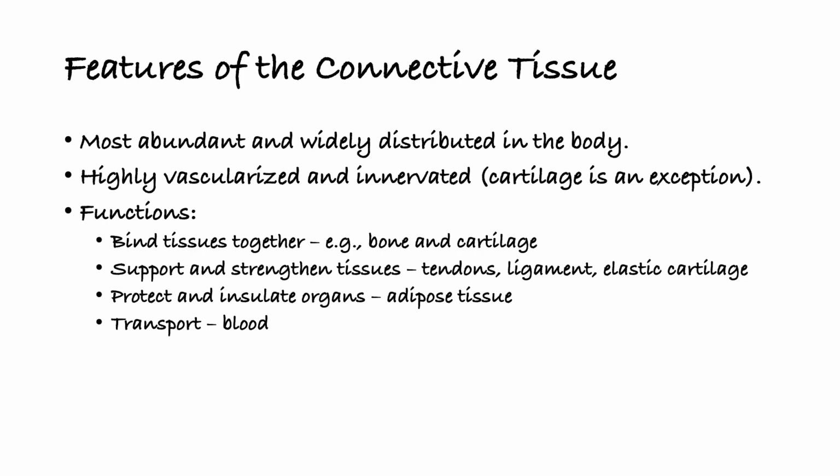So first, let's talk about the features of the connective tissue. It's the most abundant and widely distributed in the body. I always just like to say, when it doesn't fit into epithelial tissue, muscle tissue, or nervous tissue, then we just put all of it into the connective tissue section.